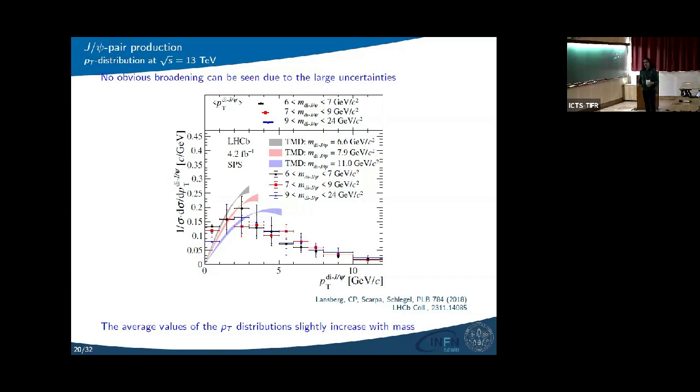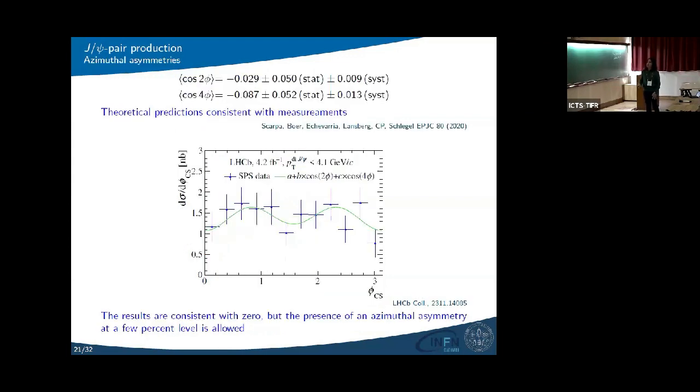So I think we can arrange things in order to fit this data in the future, or someone else will do it. But it is true, QCD evolution should make this distribution broader in PT, and we observe this. I mean, not as strongly as our prediction, but data also show that the PT distribution slightly increases with mass. And they even tried to measure the cos2 phi and cos4 phi dependencies. They are very small.